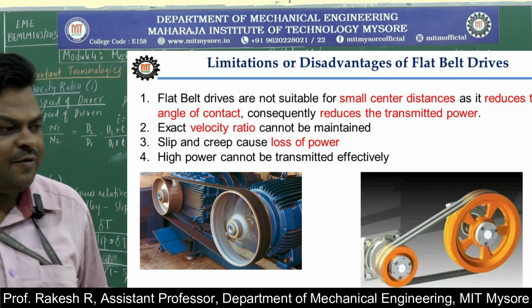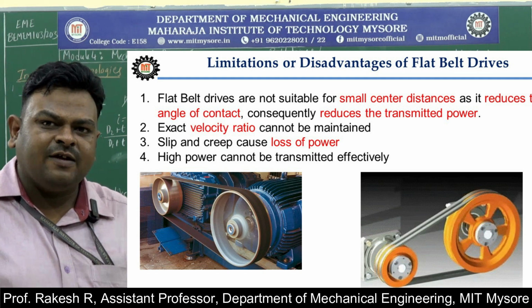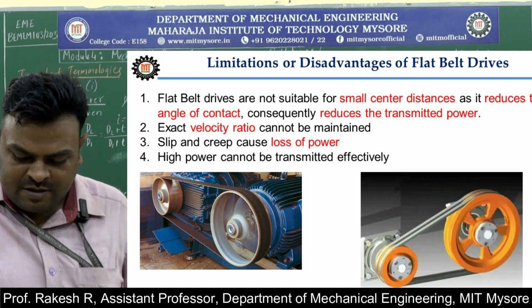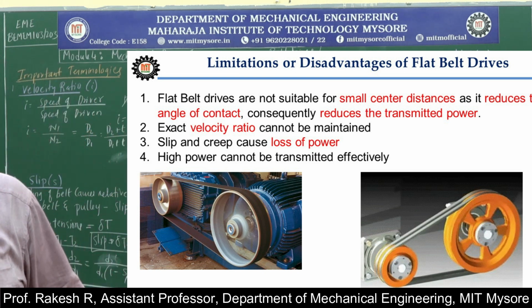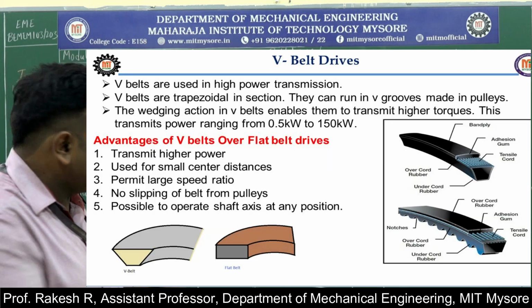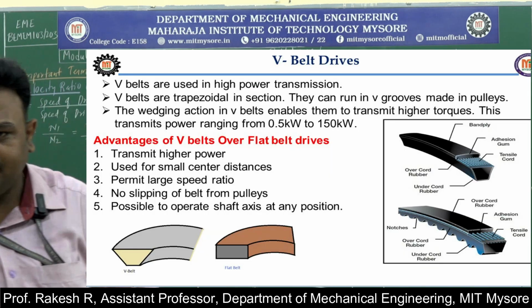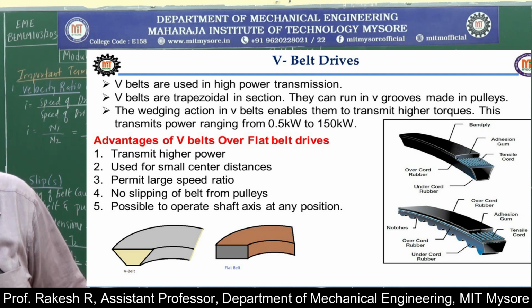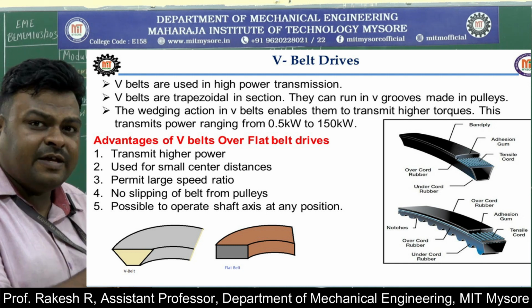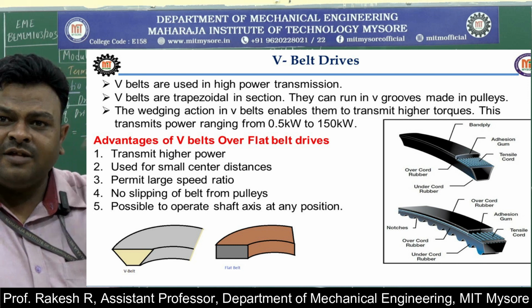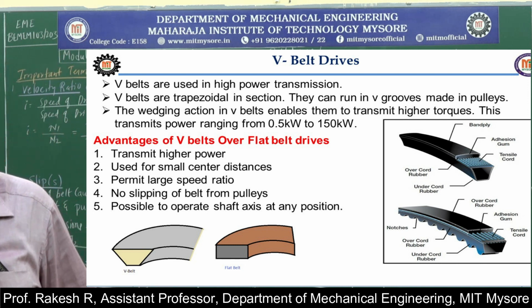Then high power cannot be transmitted effectively. If you want to transfer high power, flat drives cannot be used. In such cases, V-belts are used. V-belts are widely used in high power applications. The shape of a V-belt is trapezoidal in nature, and because of this, firm frictional grip will be there. V-grooves are provided, and the wedging action of the belt in the V-grooves enables them to transmit high torques. Because of the V-grooves, it will increase the grip, so that it will transmit the power at higher torques.